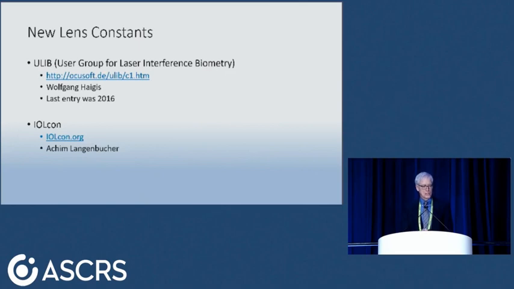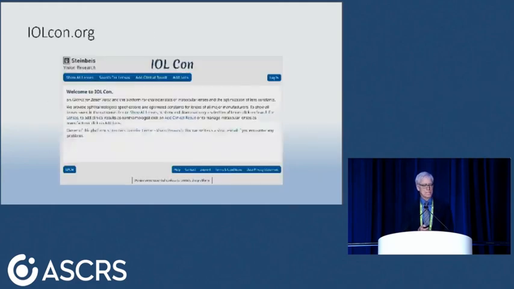Then new lens constants. Many of us have used the ULIB, user group for laser interference biometry. Started and run by Dr. Hygus, and unfortunately he died a couple of years ago, 2.5 years ago. And so that site has not been updated since 2016, but fortunately IOL Con has been. It's also run by a physicist in Germany. Just to show the site, if you're not familiar with it, right here is a Show All Lenses button. And over here, fortunately from my perspective, you don't have to log in to use it. And if you punch that button, it's the Castrop formula, and you can run that one if you're interested.